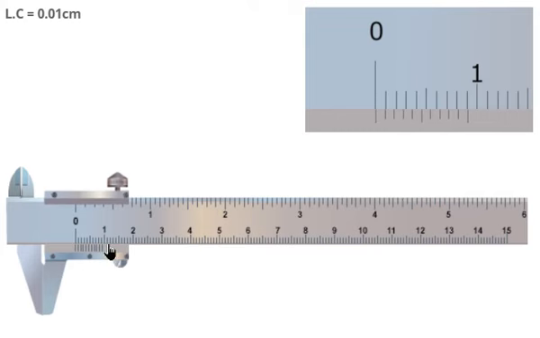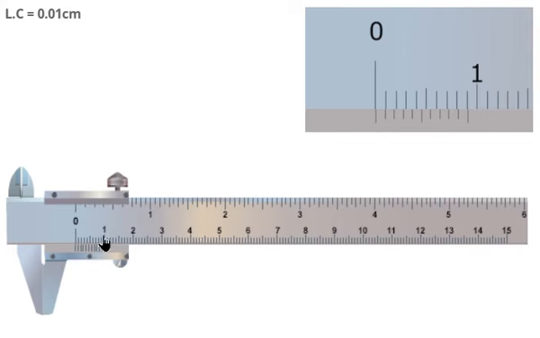In this lecture, I will teach you how to take the readings using a vernier calipers. Before you, you are seeing this instrument. This is called vernier calipers. There are two scales on this. This is called the main scale and this is called the vernier scale.